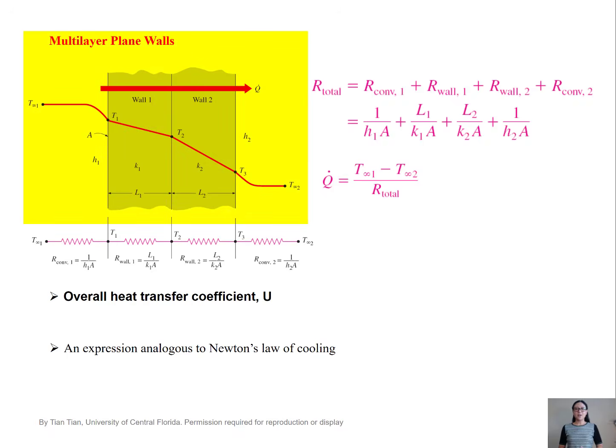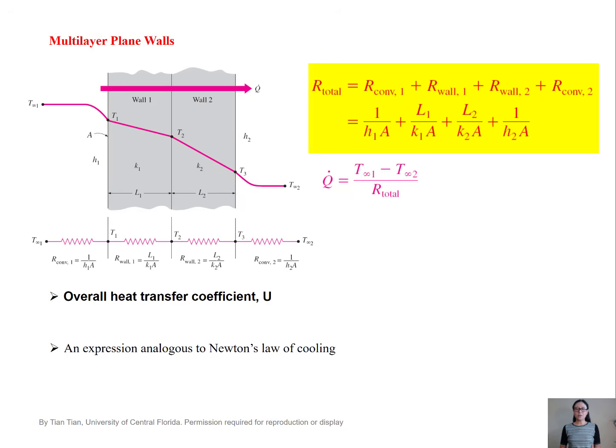In practice, we often encounter plane walls that consist of multiple layers of different materials. For multi-layer plane walls, we can still use the equivalent thermal circuit theory. For this case, we have 4 resistances in series. We have 2 conduction resistances and 2 convection resistances. The total resistance is the summation of the 4 resistances.